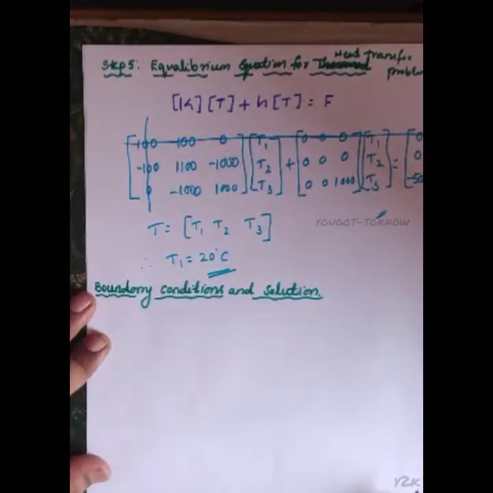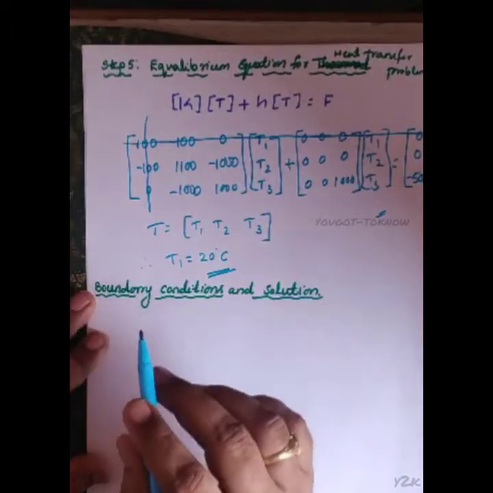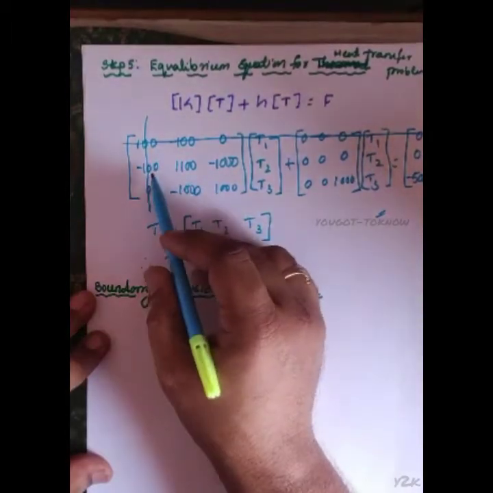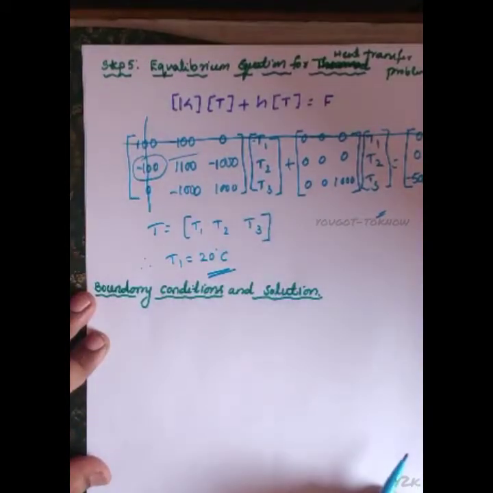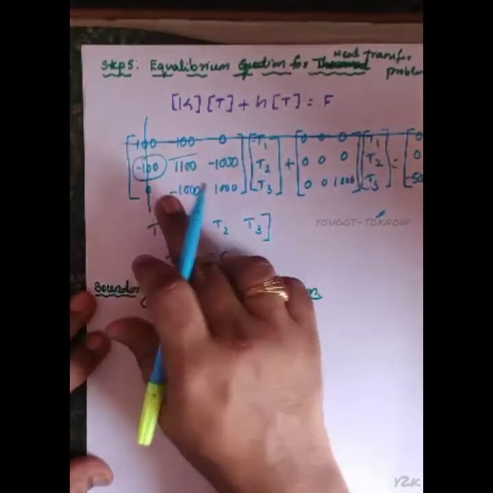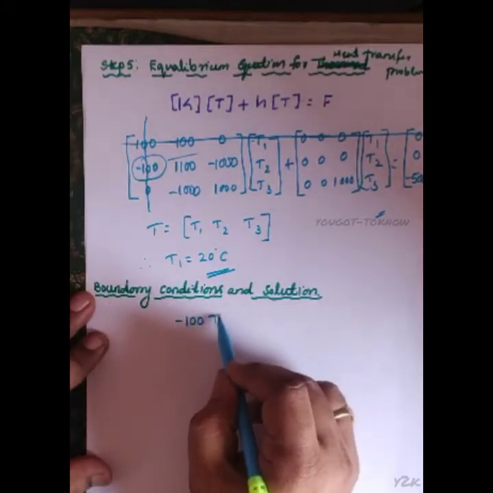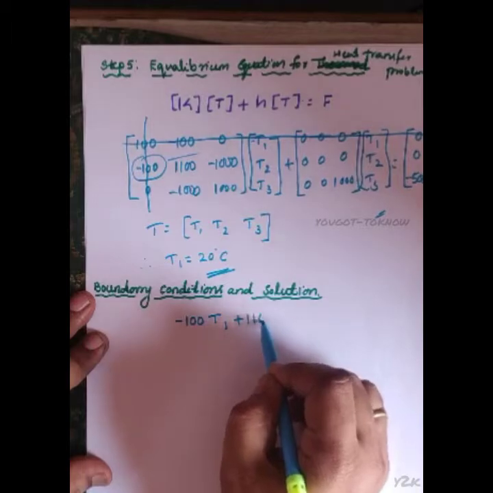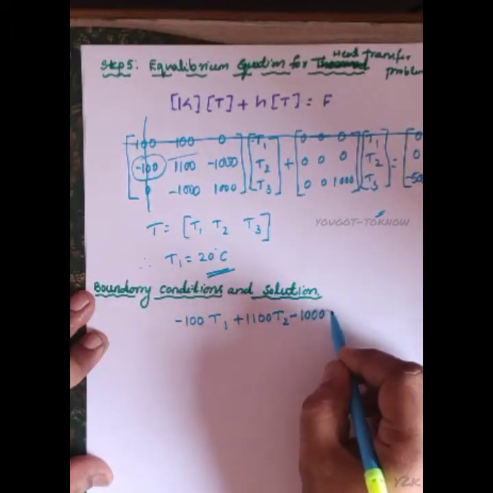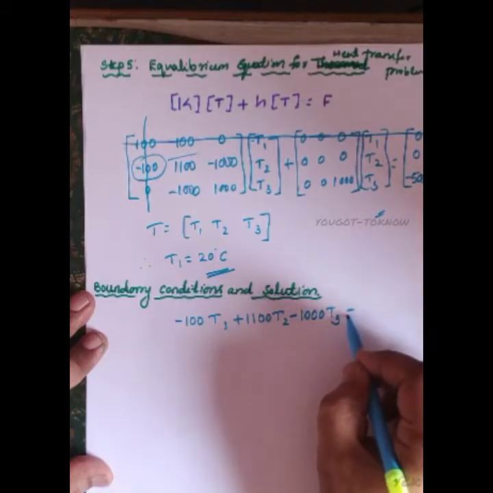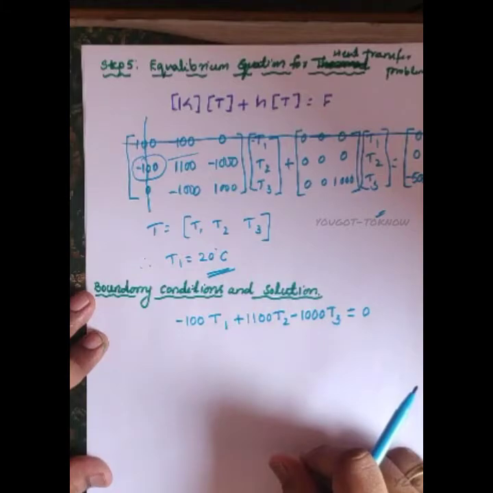Eliminate your first row and first column. If you go for eliminating the first row and first column, you should be careful. You cannot eliminate directly because there is one term related to T1. The first row is okay, but what is the second row? Minus 100 into T1 plus 1100 into T2 minus 1000 into T3 is equal to 0. Correct?